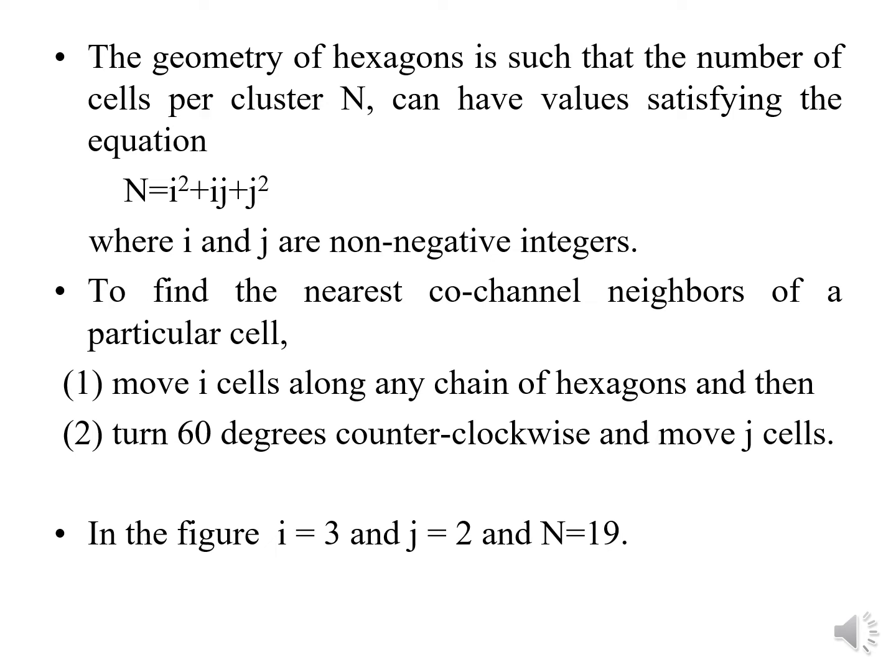The geometry of the hexagon is such that the number of cells per cluster N can take the values satisfying the equation N equal to i squared plus ij plus j squared, where i and j are non-negative integers. To find the nearest co-channel neighbors of a particular cell, move i cells along any chain of hexagons and then turn 60 degrees counterclockwise and move j cells. In the figure, i equal to 3 and j equal to 2 and N equal to 19, which you can verify.